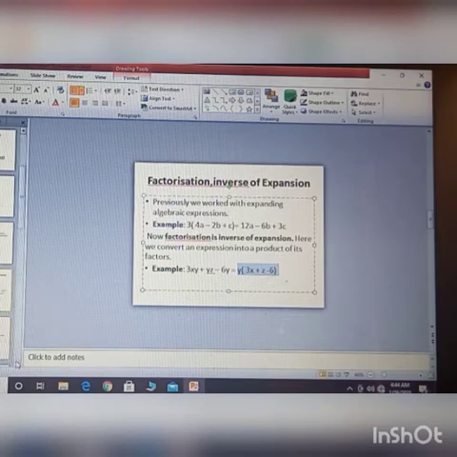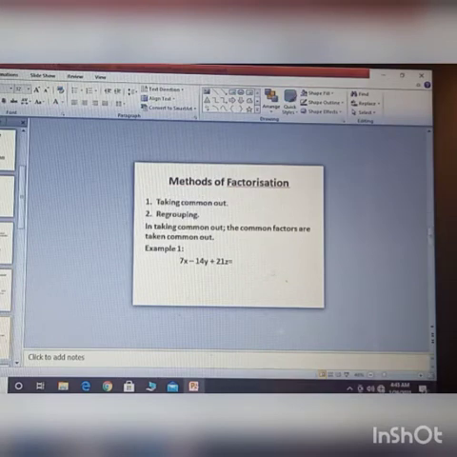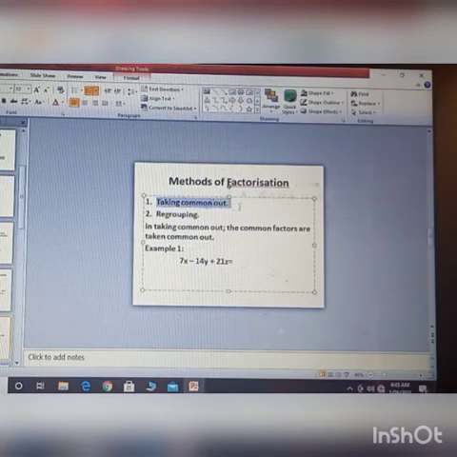Let's move forward now. There are different methods of factorization. I will guide you through two of these methods, which are the basic two. In higher levels, in matric grade or O levels, there are other methods as well, but I am just taking the first two common methods. The first method is taking common out, and the second method is regrouping. Now let me shortly explain what we have done in the previous examples as well. In taking common out, the common factors are taken out.